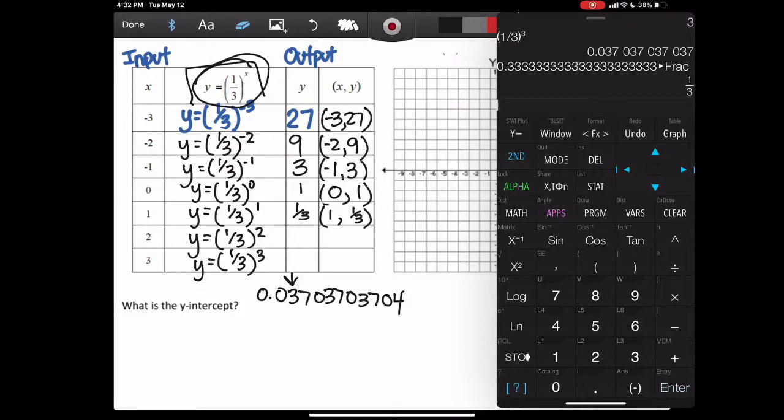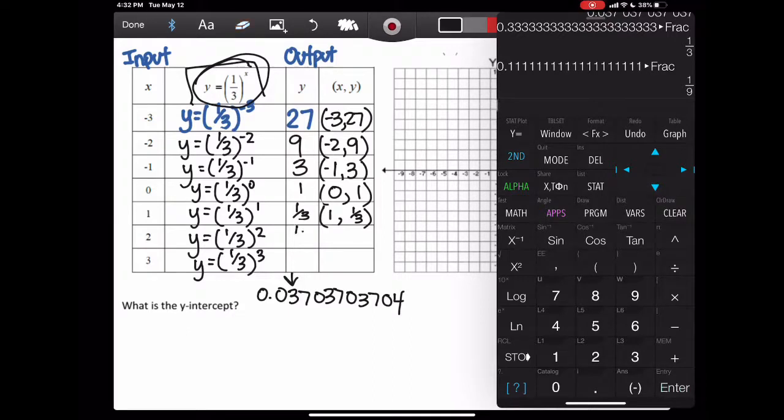This one right here, where my 1 is repeated, 0.1111. Just going to write a lot of them. Going to hit math, fraction, and then enter. And I know that my y is going to be 1/9. So my ordered pair would be 2, 1/9.